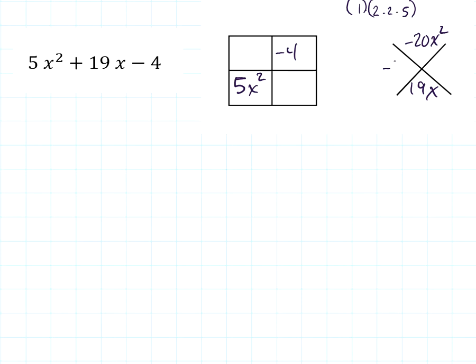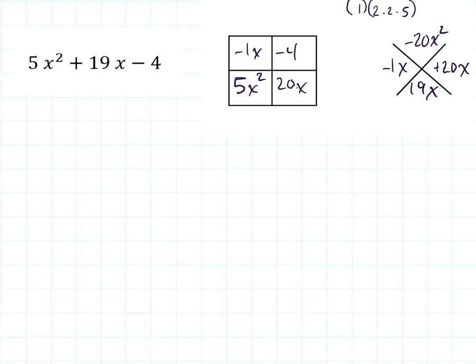In fact, it's the 1 that needs to be negative. So I'm going to have a -1x, and on the other side, I'm going to have a +20x. Now when I multiply those two, -1x times +20x does give me -20x squared. And when I add them, I get +19x. So those are the two things that I need. I'm going to go ahead and fill those in. I'm going to write a -1x here, and then I'm going to write 20x here.